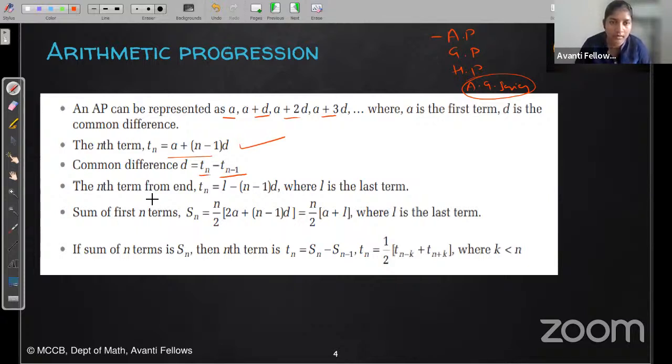Now, the nth term from the end. If L is the last term, see here, a, a plus d, and so on, up to L we have, and L is the last term.